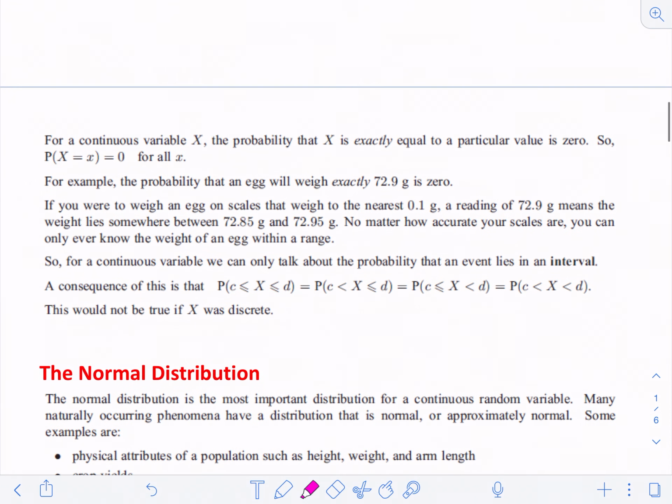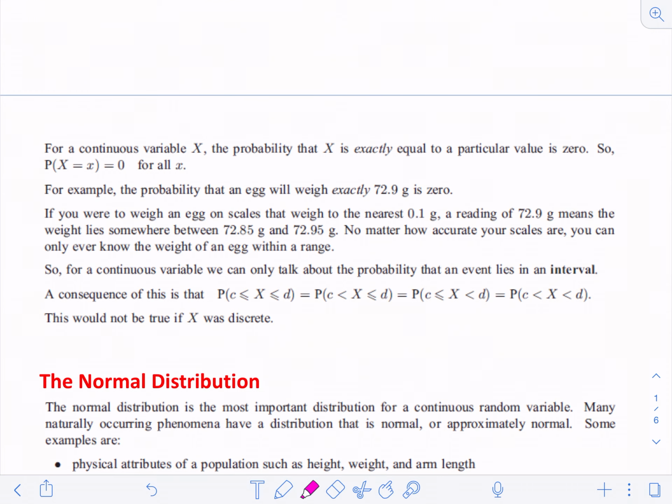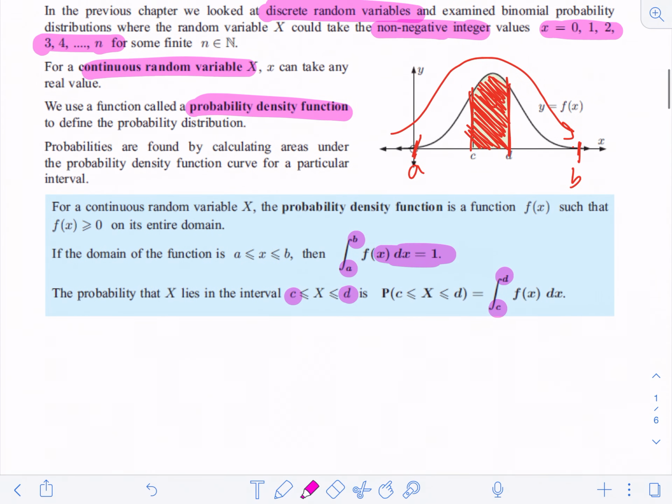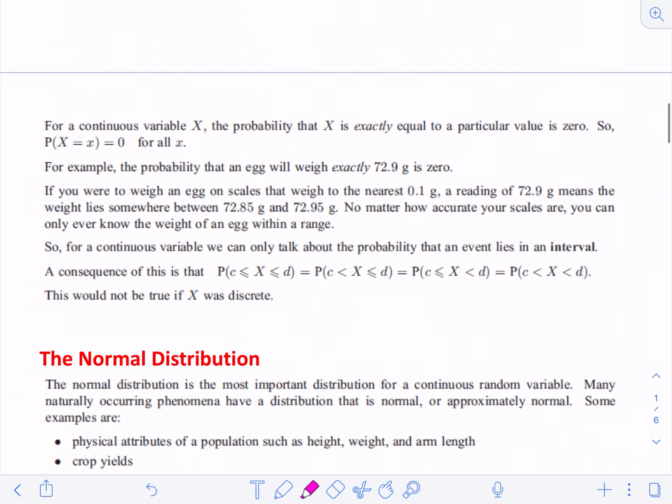A minor detail when we're talking about these continuous random variables is that the probability that x is exactly equal to something is going to be 0. The reason for that, and here's a good example: let's say you weigh an egg. What's the probability that it's going to weigh exactly 72.9 grams? Well, the probability is 0. Even if you had a scale and you happened to get an egg that read 72.9 on the scale, what that scale really means is that it's somewhere between 72.85 and 72.95, right?